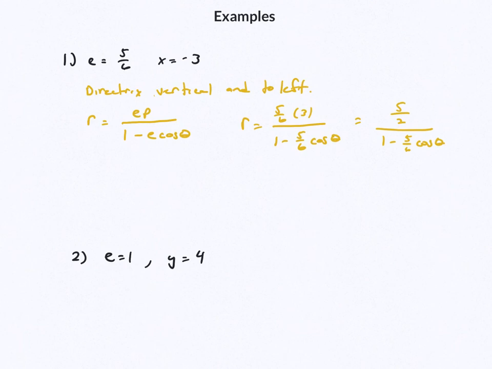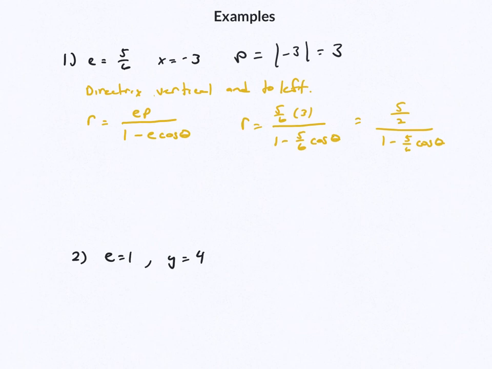I now have to just plug the information in. E is 5/6. Remember in this case, with what we're working on here, that P is going to be the absolute value of the negative 3. So P is 3. Because P is a distance, it's always going to be a positive number.